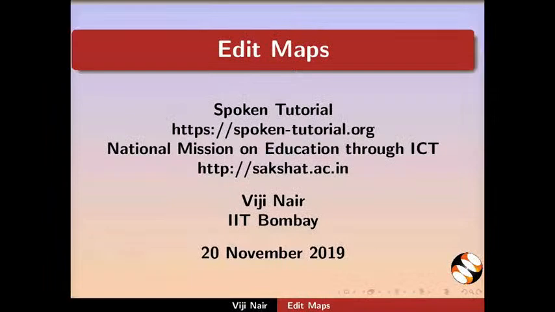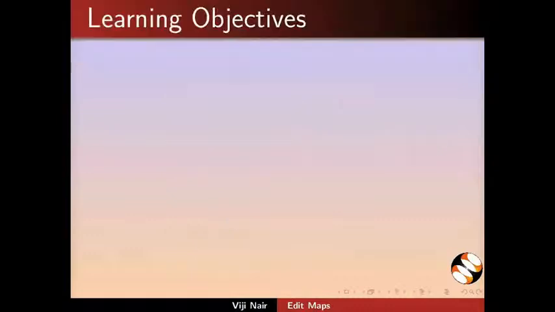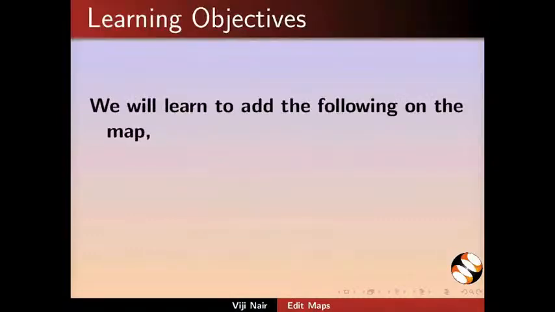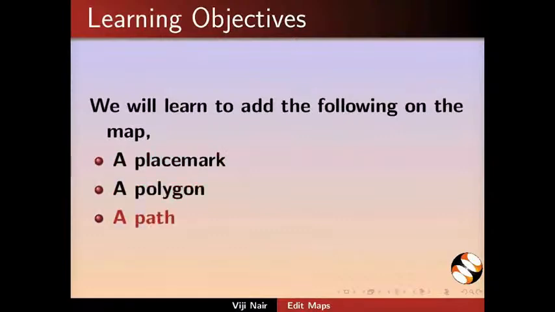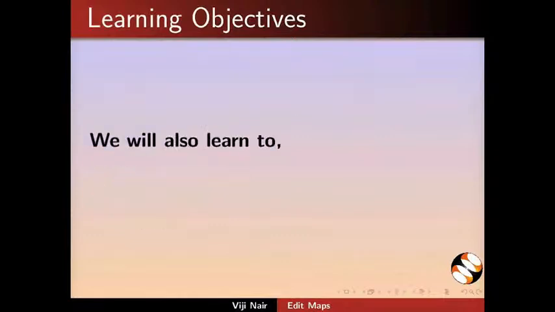To the spoken tutorial on Edit Maps in Marble. In this tutorial, we will learn to add the following on the map: a place mark, a polygon, and a path. We will also learn to save an annotation file.